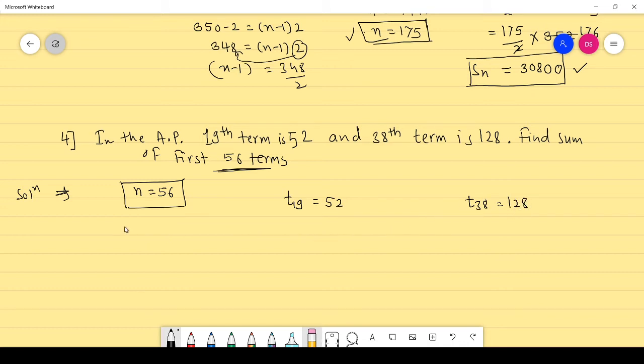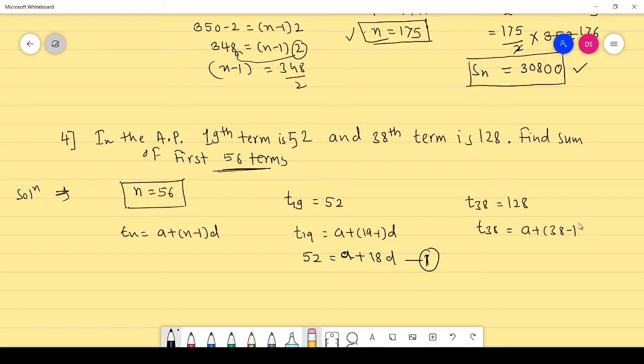But we know that Tn is equal to a plus n minus 1 into d. Similarly, T19 I can write as a plus 19 minus 1 into d. That means T19 is 52, which is equal to a plus 19 minus 1, 18d. Let this be equation 1. Now similarly, T38 can be written as a plus 38 minus 1 d, right? So T38 is 128, which is equal to a plus 38 minus 1, 37 into d, 37d. Let this be equation 2.